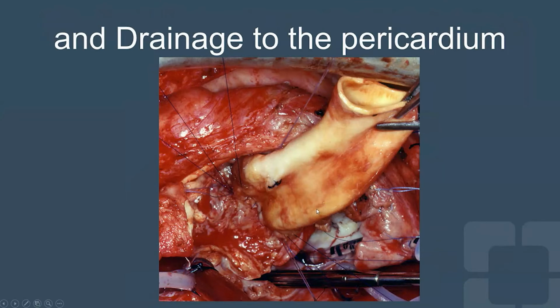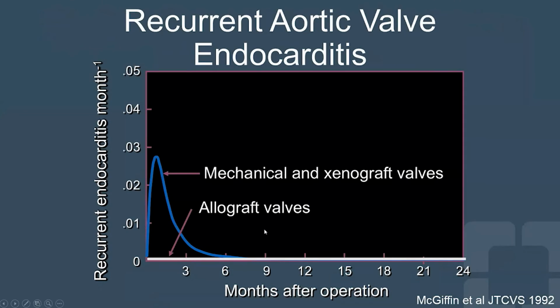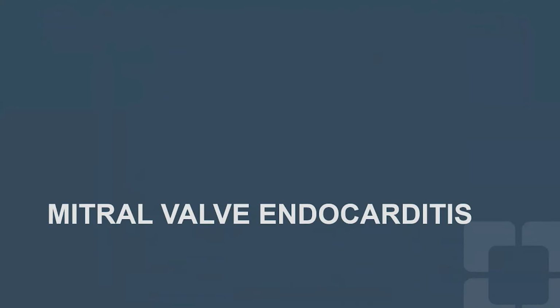This is what the outcome looks like. This is the abscess cavity you let drain into the pericardium. So we looked at our experience, and the recurrence of infection is much lower with the homograft than with a mechanical or a bioprosthetic valve, and this is why we tend to use homografts for endocarditis surgery.